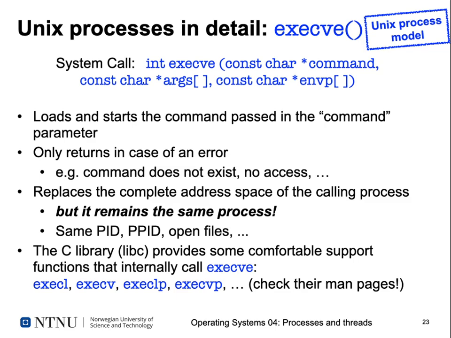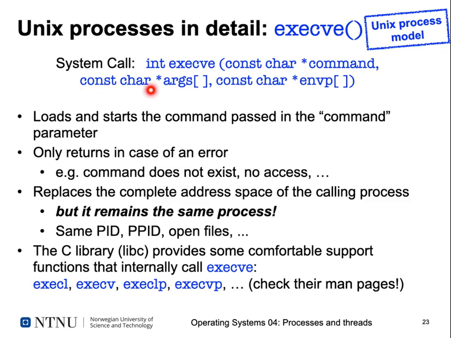The most important one is a constant string, so a pointer to an array of characters here. This is the command we want to execute. And this contains the name of a Unix command as we would type it on the shell. So it could be ls, for example, if we wanted to execute the ls program as a child process here using execve. And you can also pass it a complete path name, so you could pass /bin/ls.